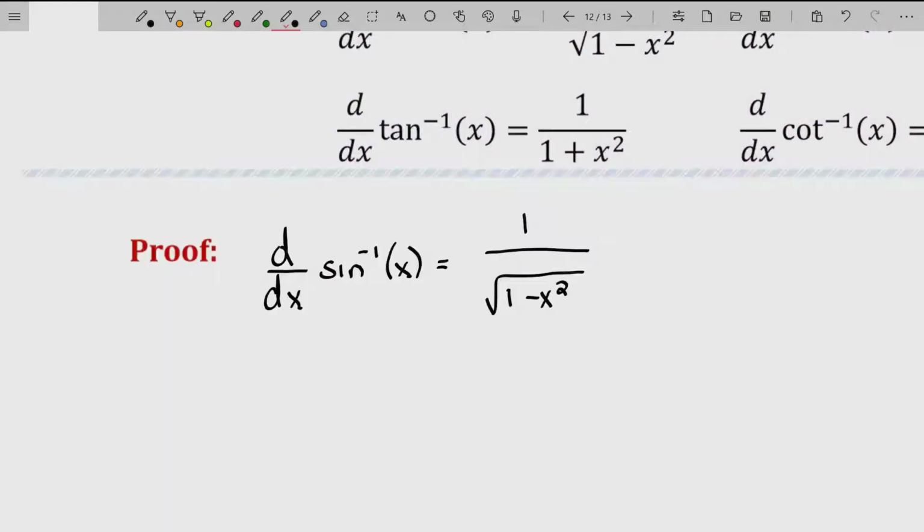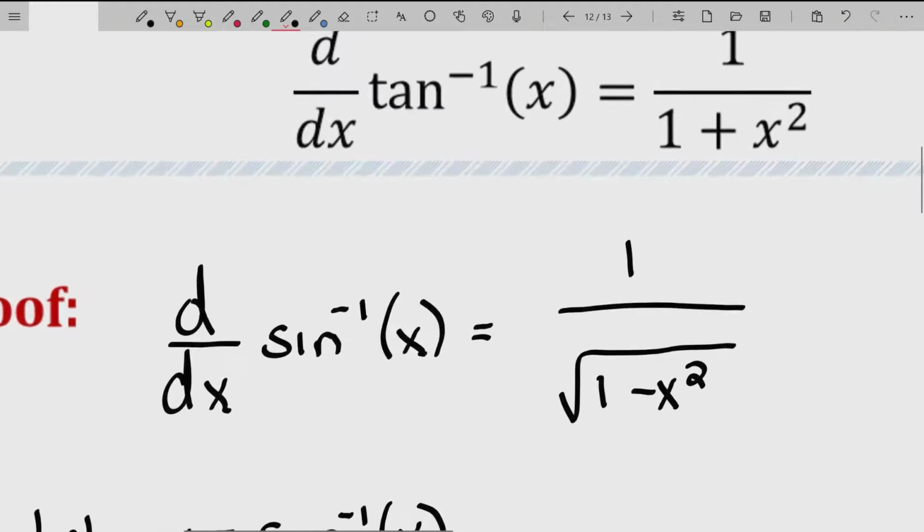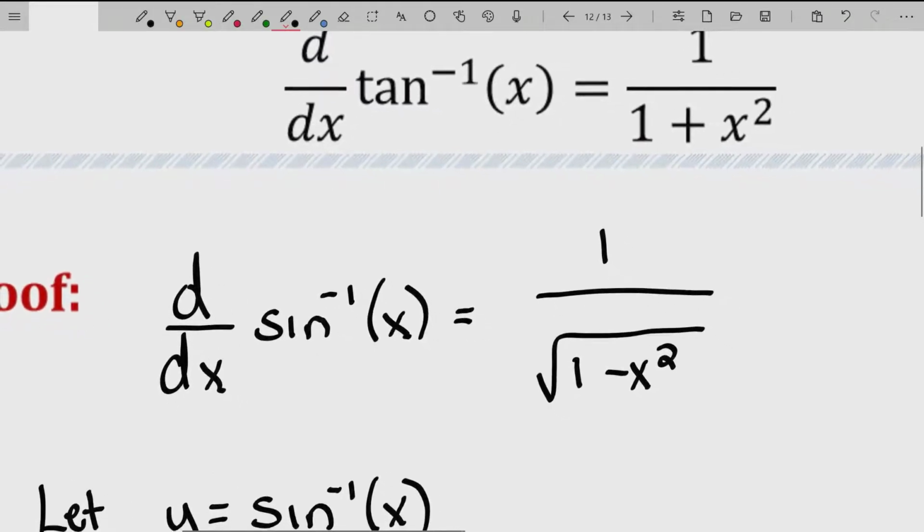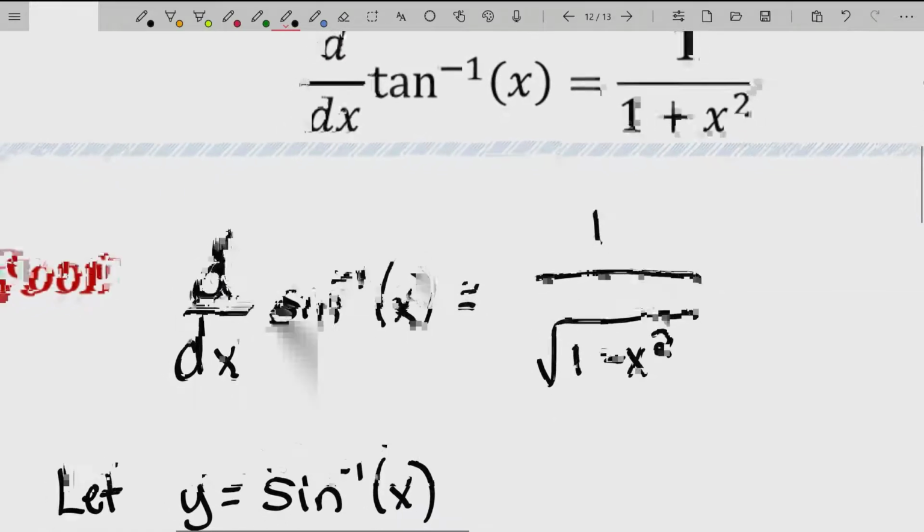But we're going to prove that the derivative of the arc sine, or the sine inverse of x, is equal to 1 over the square root of 1 minus x squared. So this starts with us just saying, let y equal the sine inverse of x. Because you can't just take the derivative of the sine inverse if you don't know it. We're trying to prove the derivative is equal to that ratio, 1 over the square root of 1 minus x squared. But you cannot just assume that's the case.